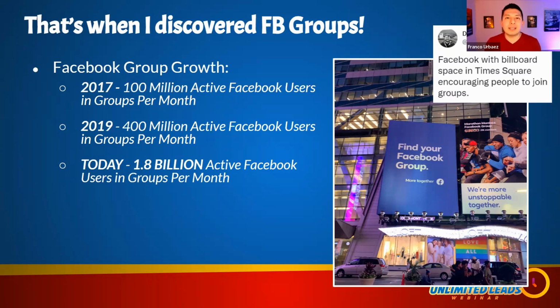And so what does this mean? That means 1 out of every, how many billions of people are on the planet right now? I think like 8 billion, right? What this means is that 1 out of every 4 people walking this planet are hanging out and actively engaging inside of a Facebook group of some sort. That's crazy. Facebook groups are here to stay, guys.